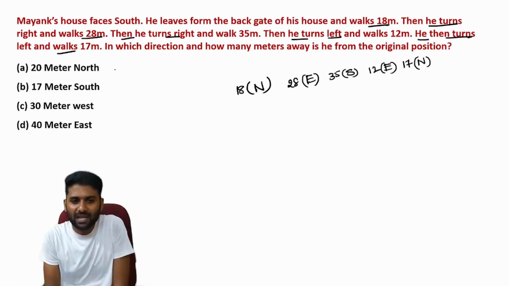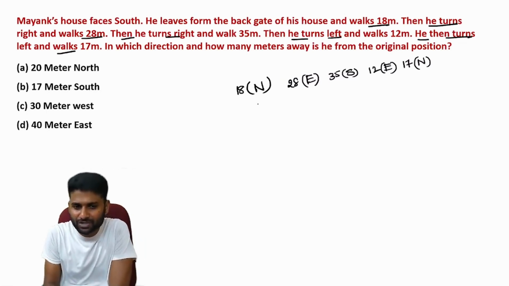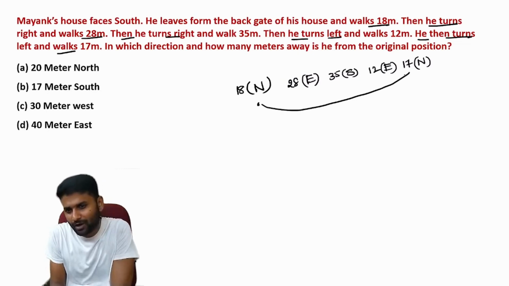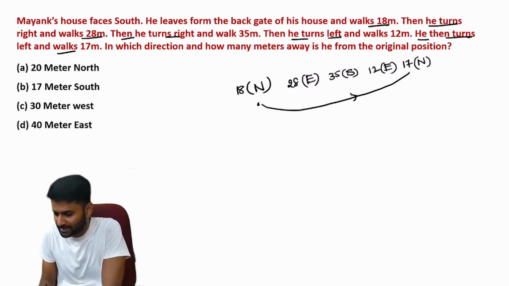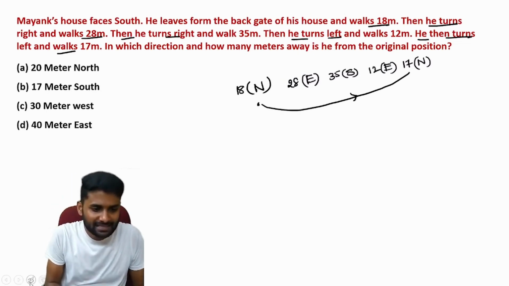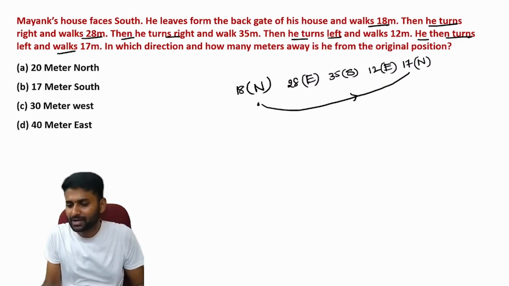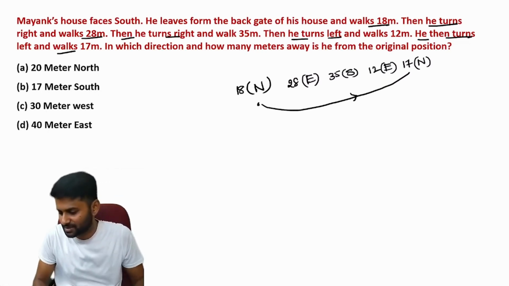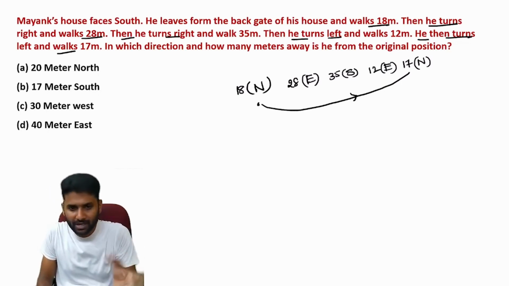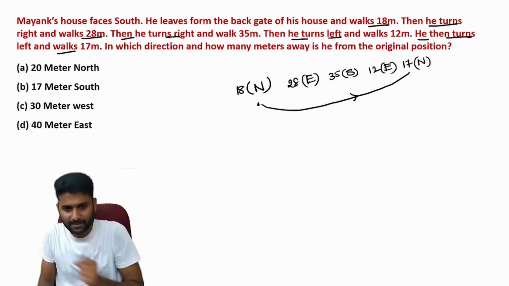In which direction and how many meters away from the original position? From here to here, how far and which direction from the starting point? Guys, yesterday I already completed distance and directions. There are two approaches: either you can draw the picture or you can go through the equation. If you go through that video, you will be able to understand how I represent this equation.